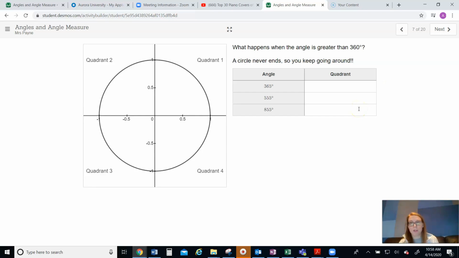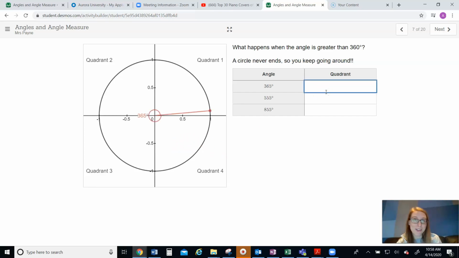So what happens when it's greater than 360 degrees? Well, a circle never ends. You have to keep going around. So here I am at 0, I go 90, 180, 270, 360, and I can keep going. I can keep going 90 degrees every time. So if I add 90 degrees to 360, I get 450, then I get 540, and so on. I can do that forever. I could go up to the thousands, the millions. We don't really do that often, but if you really want to, you could.